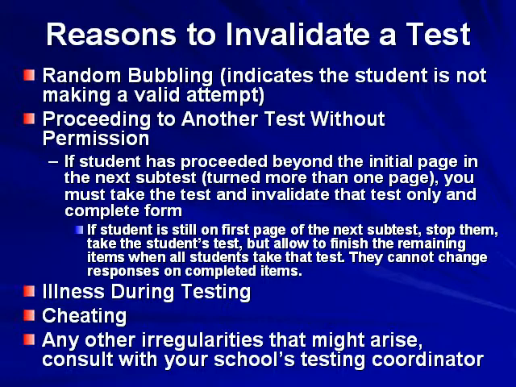Reasons to invalidate: maybe a student is random bubbling, or they proceeded to another test without permission. Now, if they just lost track and they've only made it to that first page, you would just take the test from them, and then you would allow them to finish the remaining items when all the students take that test. But if they've gone beyond that initial page, then you will have to invalidate the test.